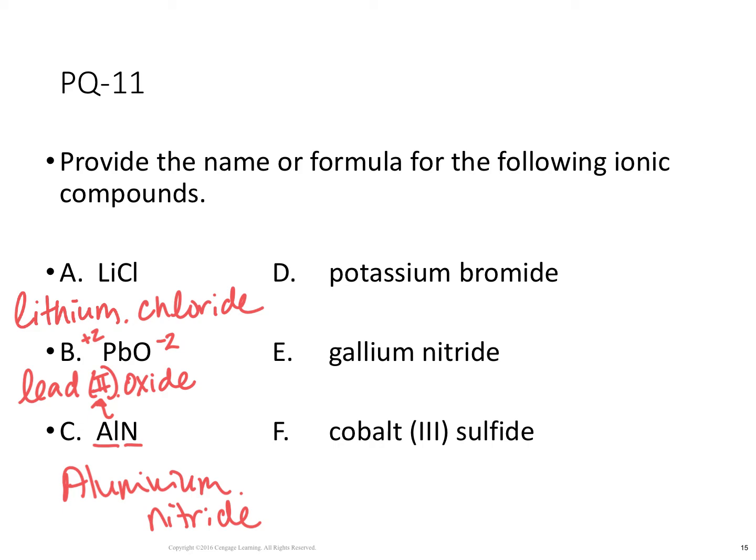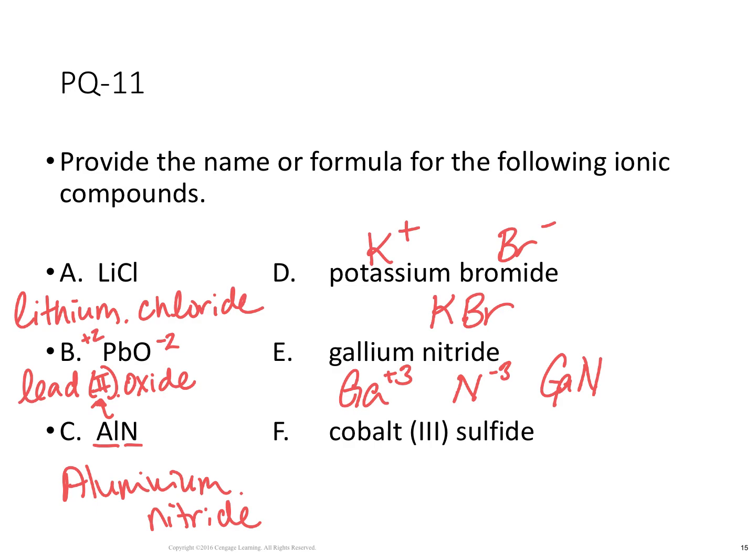Next problems are going from the name to the formula. So here's where we need to backtrack again and think about our charge. Potassium is in group 1, so it's a +1 charge. Bromide is in group 7, so it's a -1 charge. So +1, -1, I need one of each, so it's KBr. Gallium nitride: gallium, which is Ga, is in group 3. It has a +3 charge. Nitride is in group 5, so it has a -3 charge. So +3, -3, we need one of each, so GaN.